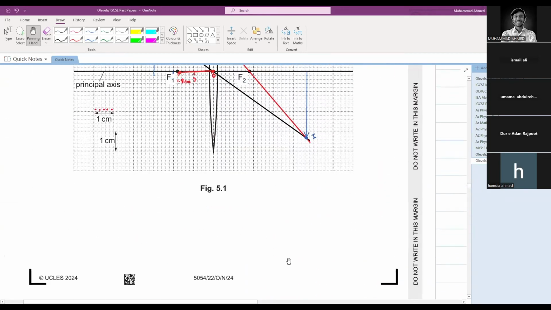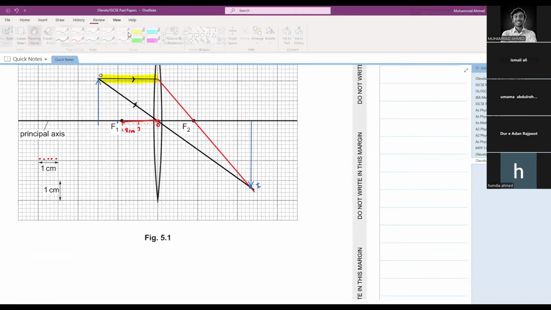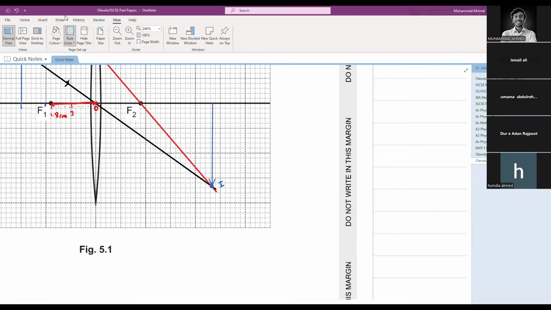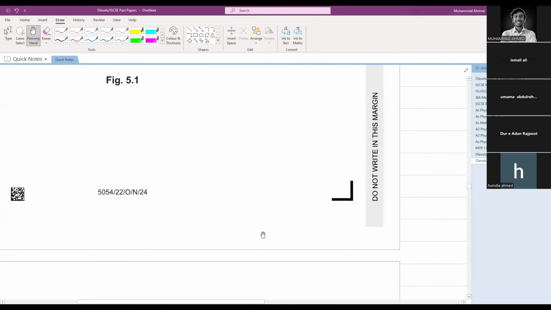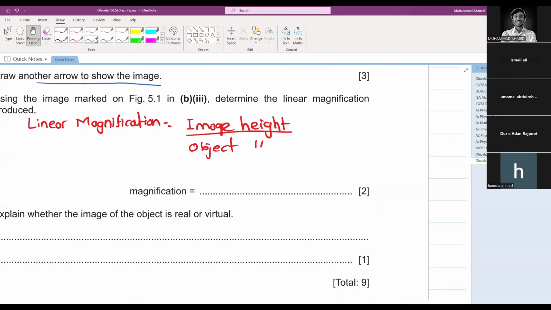बेटा इमेज की हाइट आप कैसे कैलकुलेट कर सकते हो? You just come here, zoom in a bit, count the number of boxes again. 1 2 3 4 5, 1 centimeter. 1 and 2. So the image height is 3.2 centimeter. The height of the image is 3.2 centimeter. And the object height is 2.1.